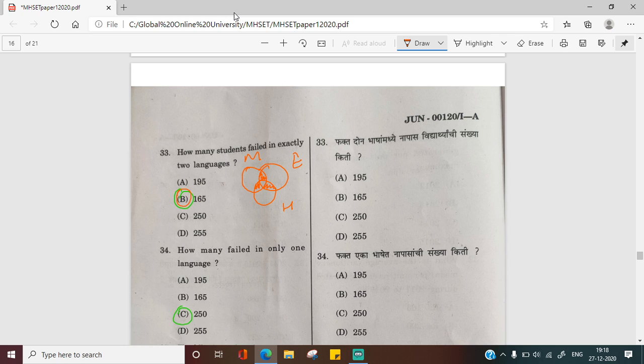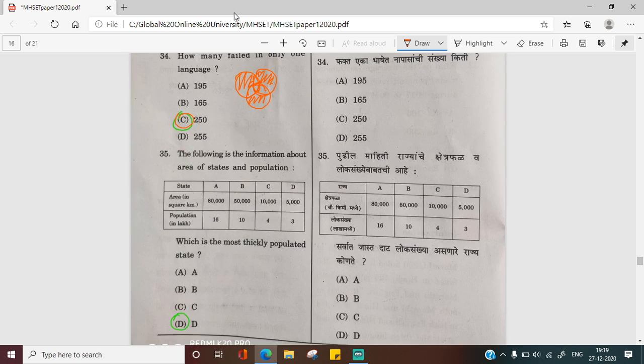For question 34, how many failed in only one language? The answer is 250. For this question, you have to find this area. I'll tell you this. One language, okay? So this area you have to leave, because here the students have failed in more than one language. So they are talking about only one language. It is 250.